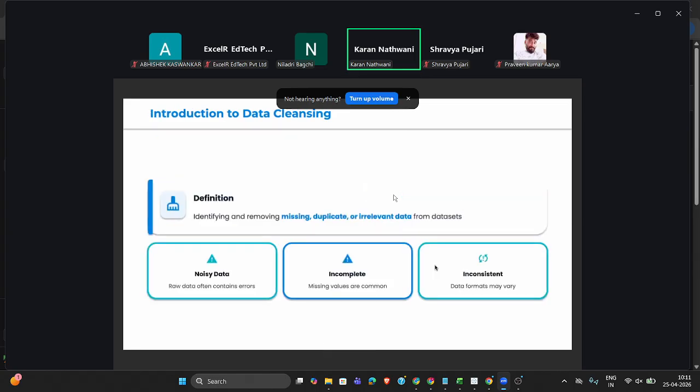So let's talk in more detail about data cleansing. For instance, you may have missing data or duplicates. Sometimes you may see some columns or rows have the same information that was already in the previous rows. Then what will you do? You have to cleanse the data so that you can remove those duplicate entries. Irrelevant information is also not required.